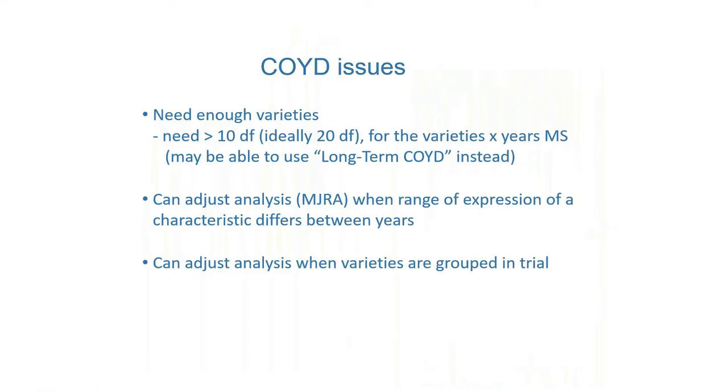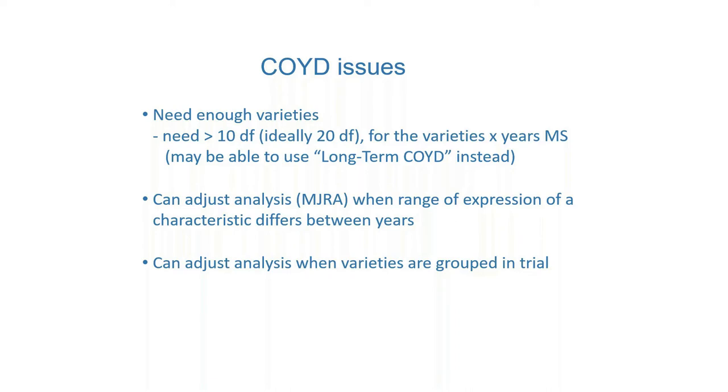Now, so we have, with COI-D, we're comparing variety means, and that is important. So that's the issue of the distinctness testing. There are a few issues with COI-D that it's worth knowing about. Firstly, we need enough varieties. We need enough varieties so that there are at least 10 degrees of freedom and ideally 20 degrees of freedom for the variety by year's mean square. Now, if we don't have enough varieties, we may be able to use a method called long-term COI-D instead.